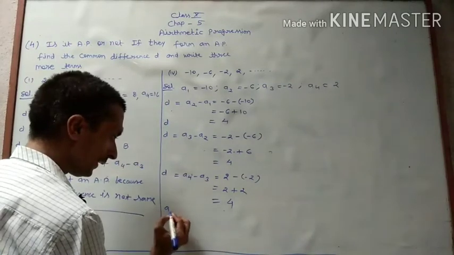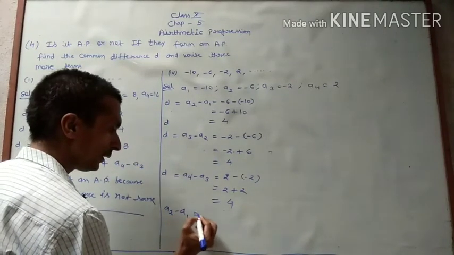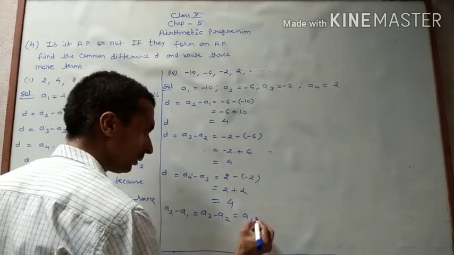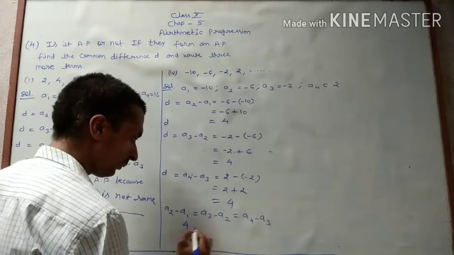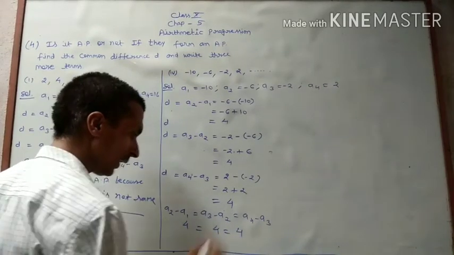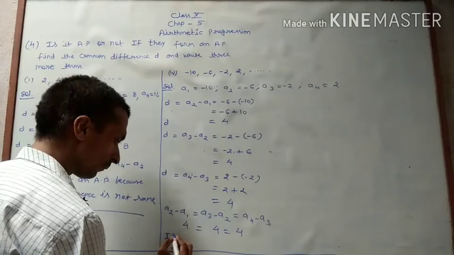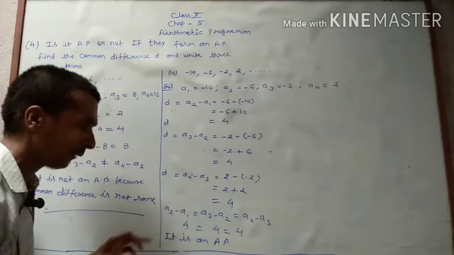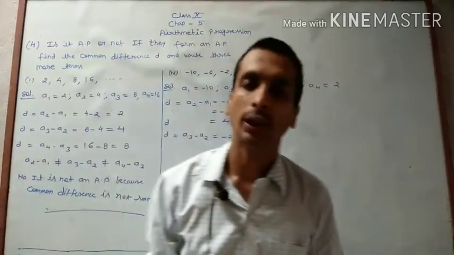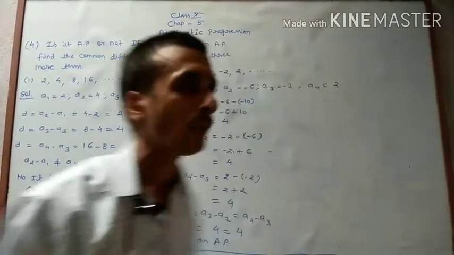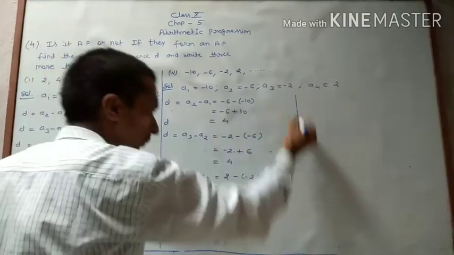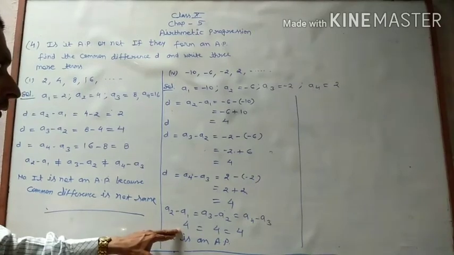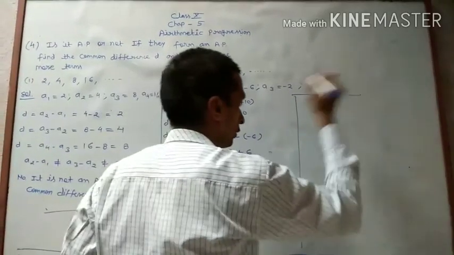Then you can see the result is A2 minus A1 equal to A3 minus A2 equal to A4 minus A3. All the common differences are the same. So it is an AP. Okay, first of all we have to find out whether it is an AP or not. But this is an AP, so we have to find the next 3 terms. How to get them? By the help of the common difference.